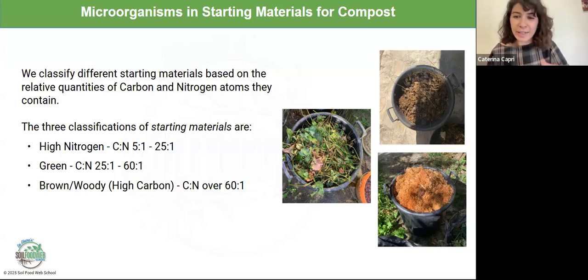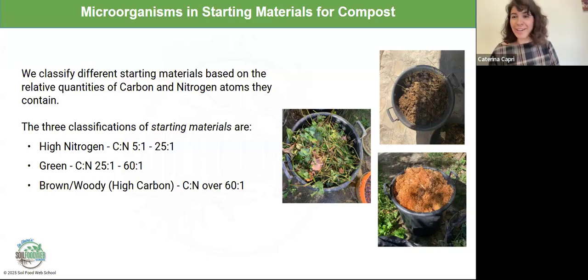And as Nick and Brian are going to explain, we do have materials distinguished in high nitrogen, green, and brown material based on their C:N ratios, so the carbon and nitrogen atoms they contain. As you can see here, green, in my case, was my prunings; high nitrogen was horse manure. And at the bottom, you can see wood shredding, so brown, because it's very high in carbon content.